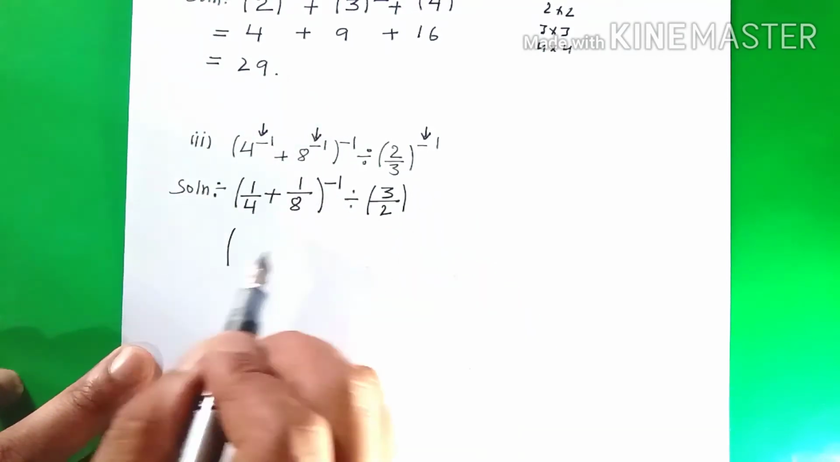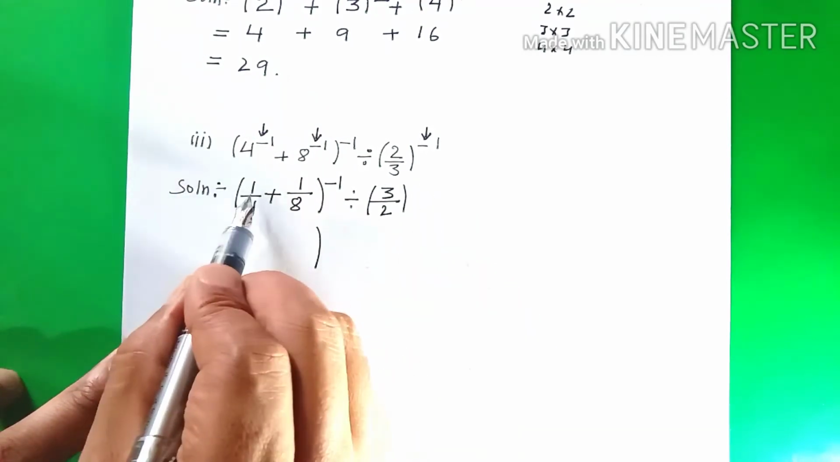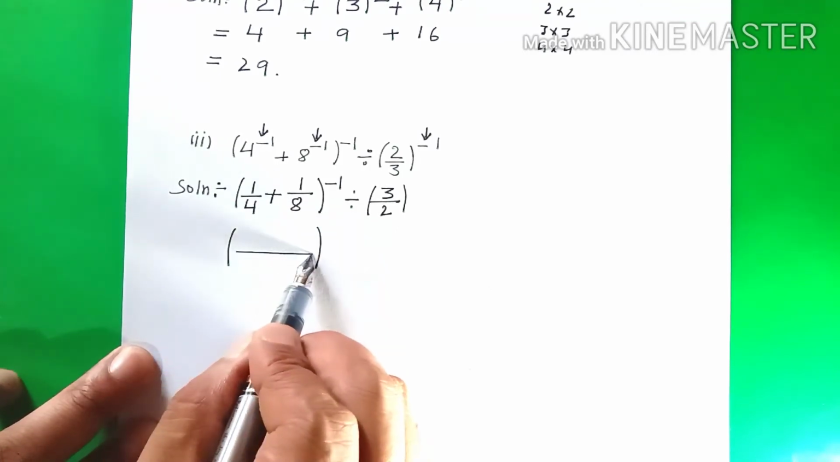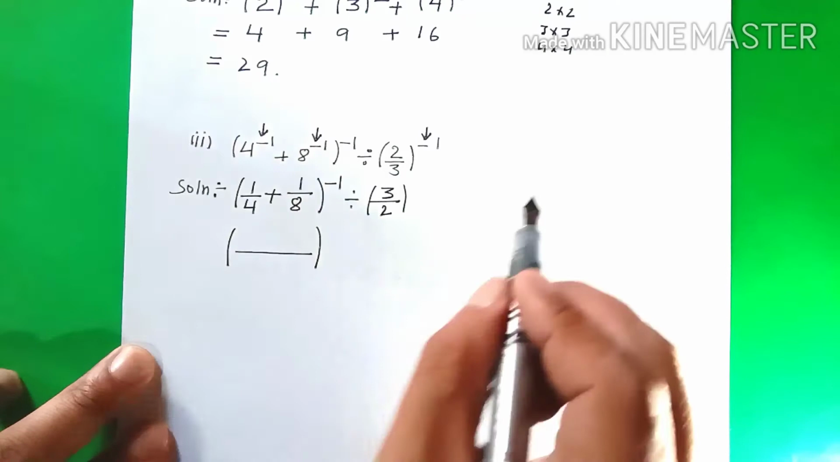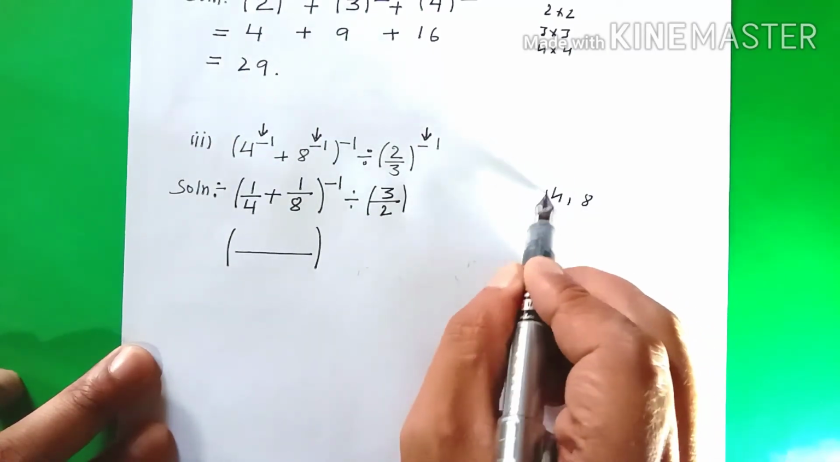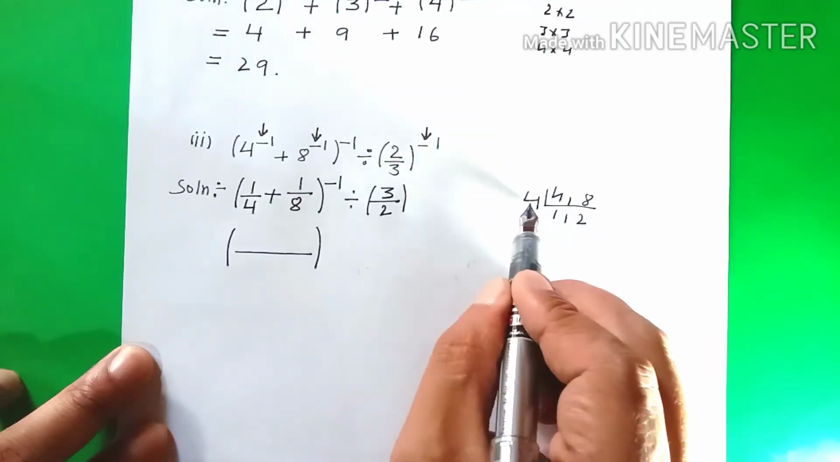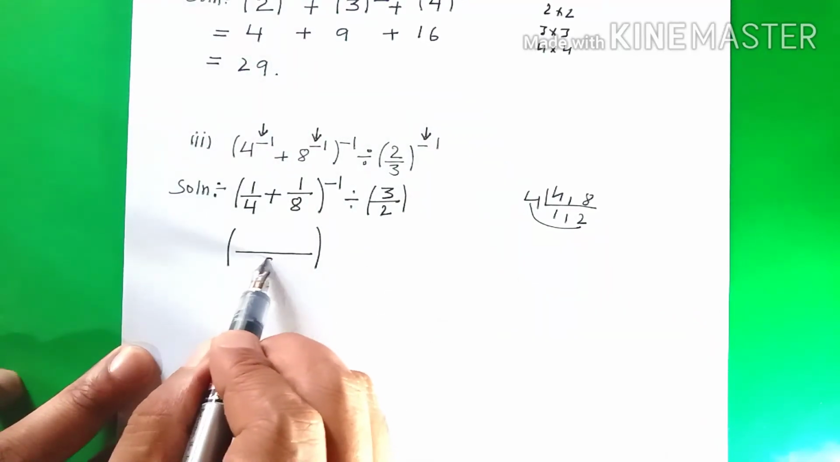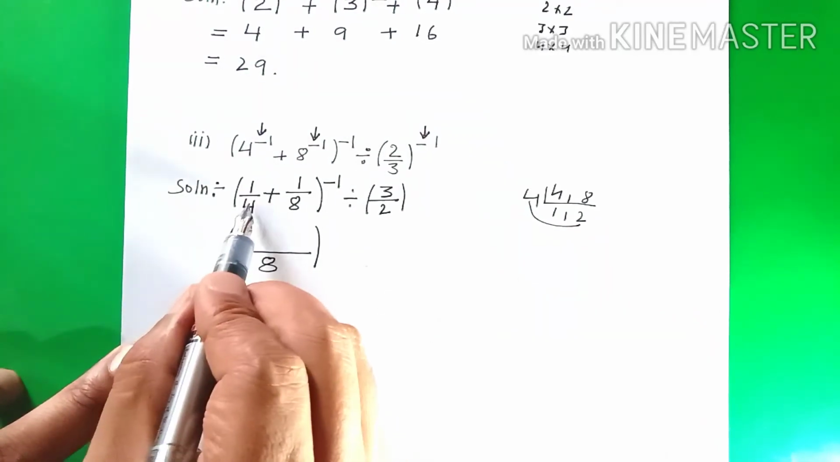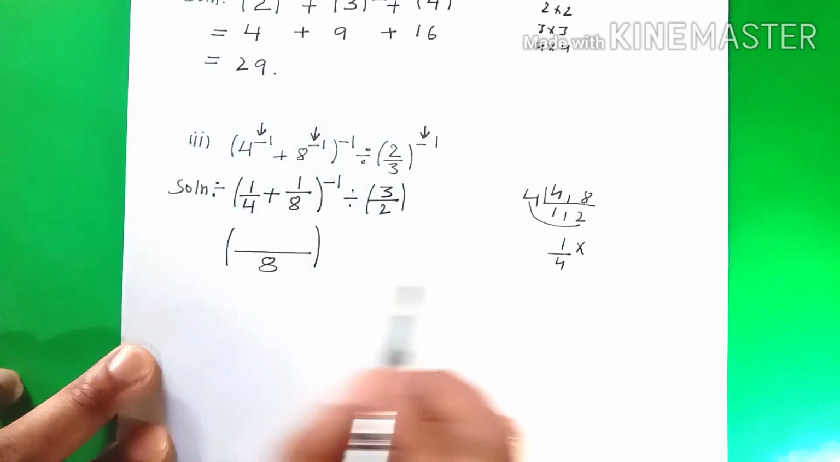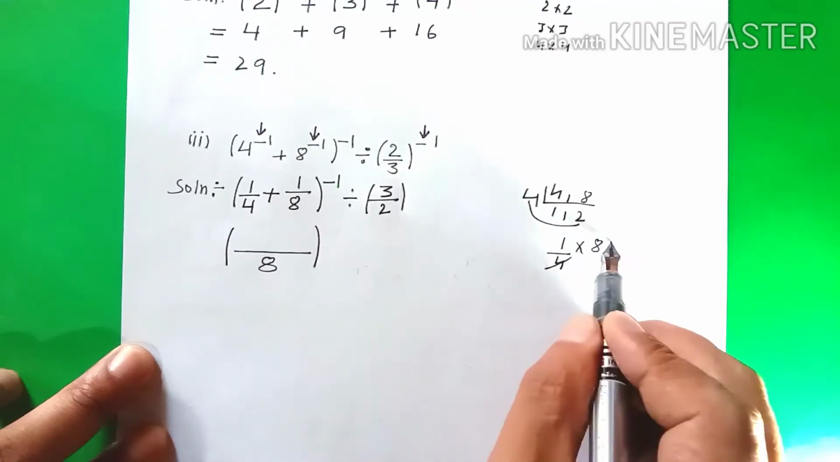Again here, within the bracket you can simplify. In between two fractions, whenever we get plus or minus, we take LCM. The LCM of 4 and 8. So 4 and 8 both are divisible by 4 table. 4 into 1, 4 into 2. So 4 twos are 8. So our LCM will be 8. Now you can cancel this one. The first part, 1/4 times of our LCM, that is 8. 4 into how many? 2.